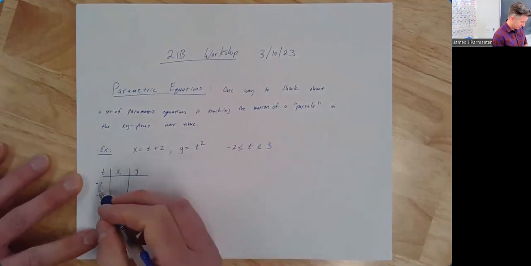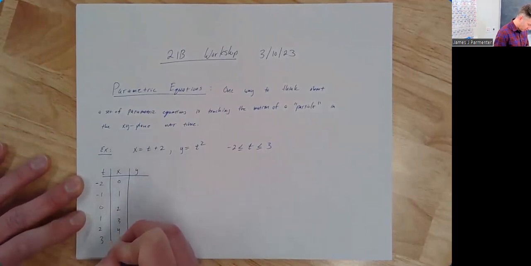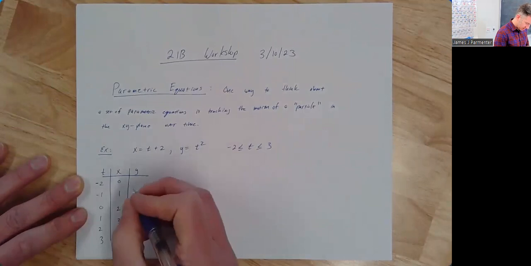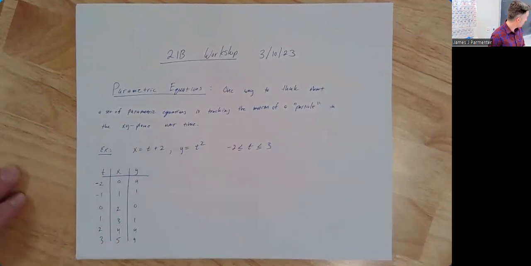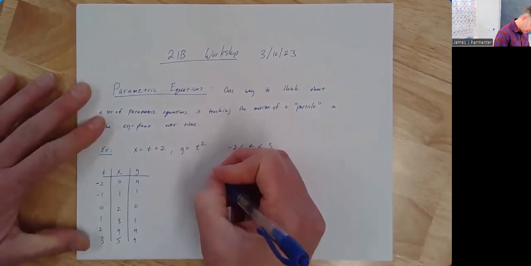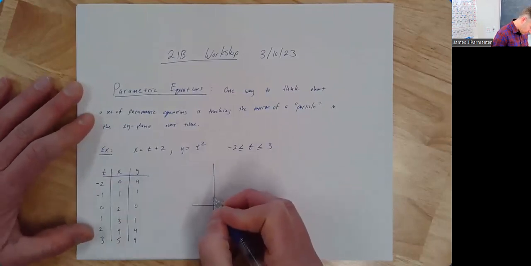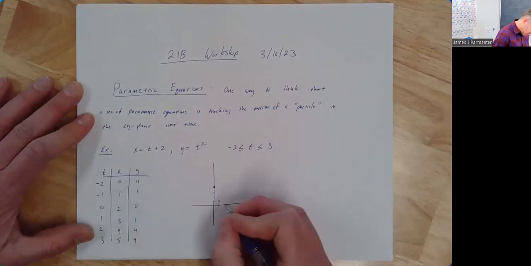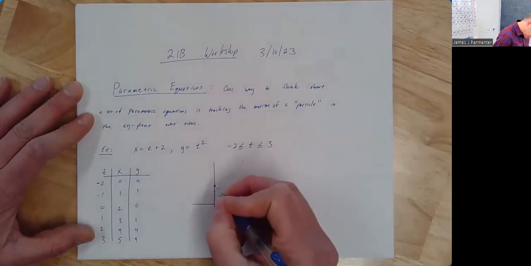x is just t plus 2, so I'm really just adding 2: 0, 1, 2, 3, 4, 5. And y is just t squared, so 4, 1, 0, 1, 4, 9. So if I start plotting the x and y coordinates, I get (0, 4), (1, 1), (2, 0), (3, 1), (4, 4), and (5, 9). So it looks like this.